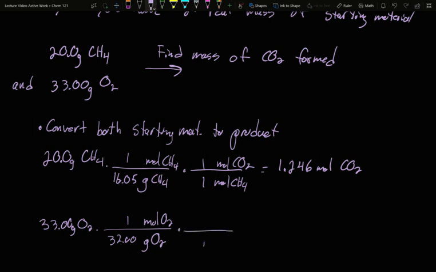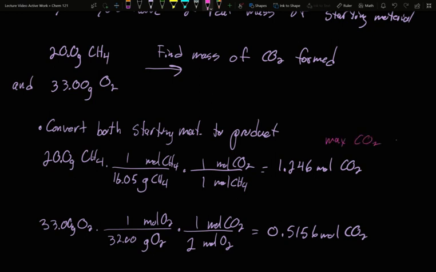And then I need to get out of mole O2 and into mole of CO2. Now that balanced reaction tells us it's 2 moles of dioxygen for every 1 mole of CO2. What we'll find there is that this is 0.5156 mole CO2. What we have done is we've taken a weight of each starting material and said if all of that starting material converted, this would be the max CO2 for each starting material.